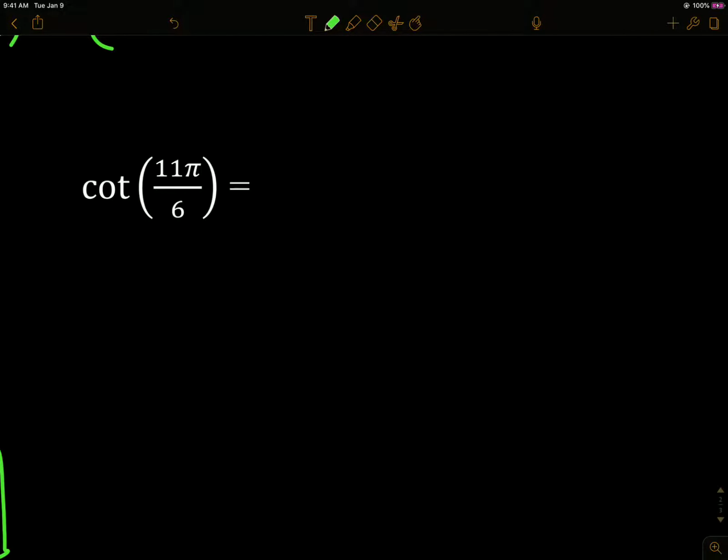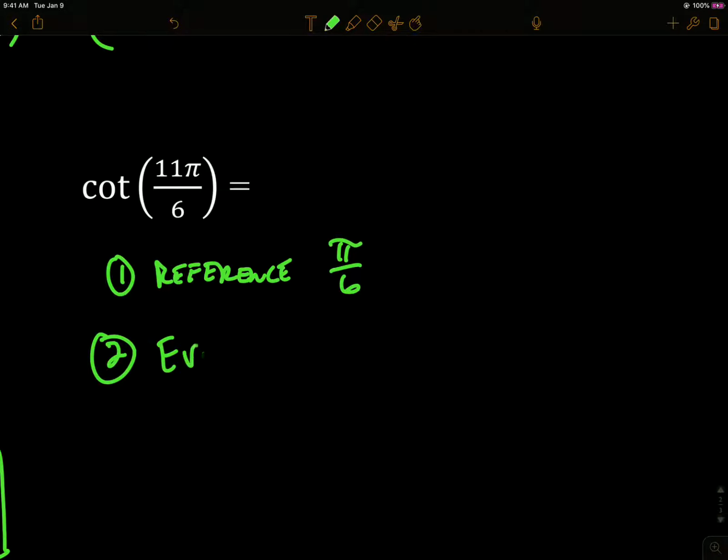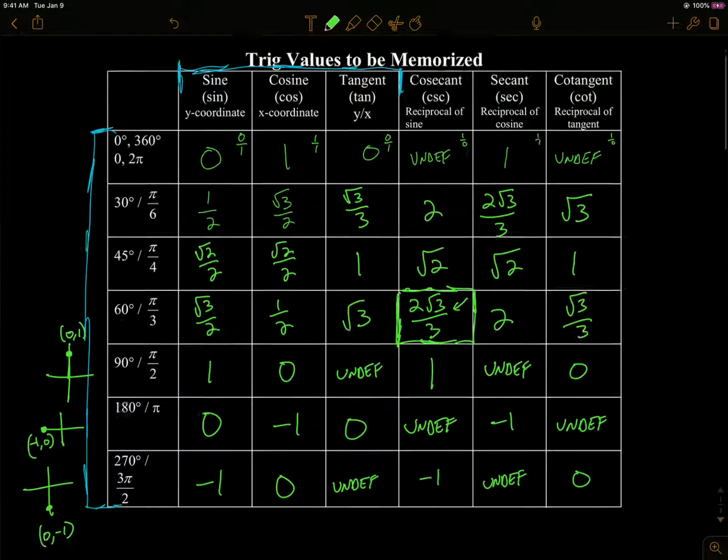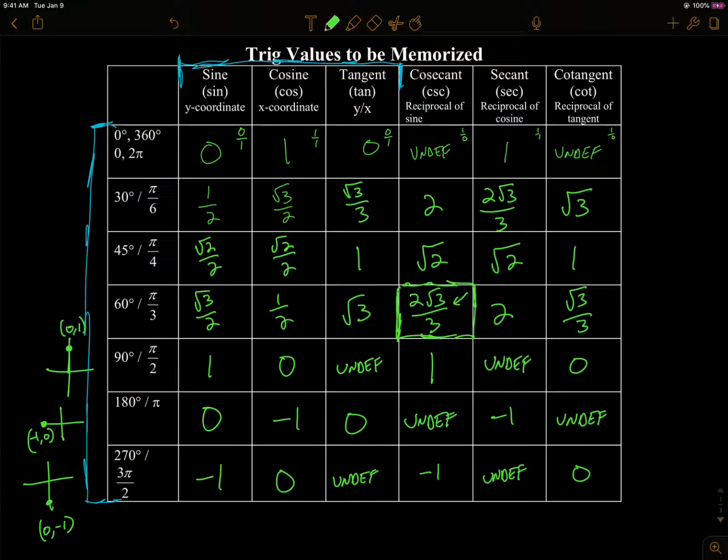Okay, last one, cotangent of 11 pi over 6 is what we're trying to evaluate. So step 1, our reference angle, back in quadrant 1, is going to be pi over 6. If we evaluate the trig function at our reference angle, we start there. So I know cotangent of pi over 6 is right here.